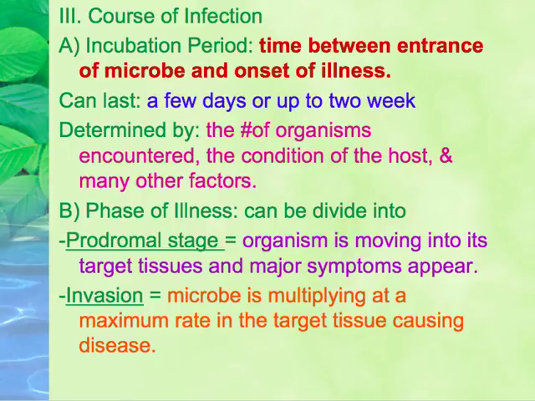So let's say it is a respiratory pathogen. You inhale it through your nasal passages, but it actually targets your lungs or your bronchial tubes. That means it has to move from the nasal passage down the back of the throat into that target tissue in order to cause the illness. So that would be the difference between prodromal and invasion.